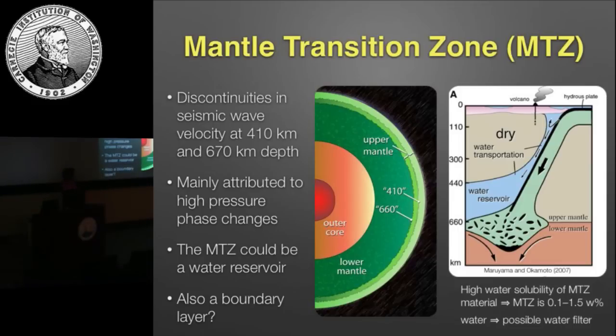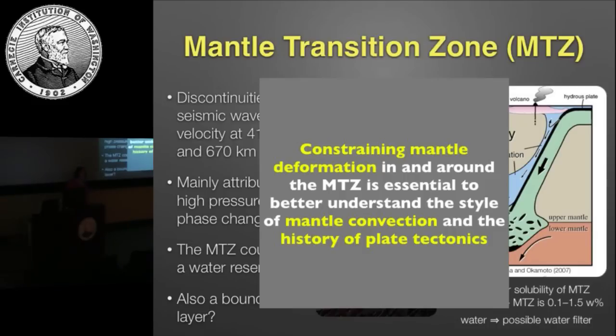And then, in relation to the style of mantle convection, the mantle transition zone could be this mid-mantle boundary layer that could have horizontal flow if we had several convection or layered convection. So basically constraining mantle deformation inside the transition zone and above and below is really important to have a better understanding of how the mantle convects and also to get a better understanding of the history of plate tectonics.